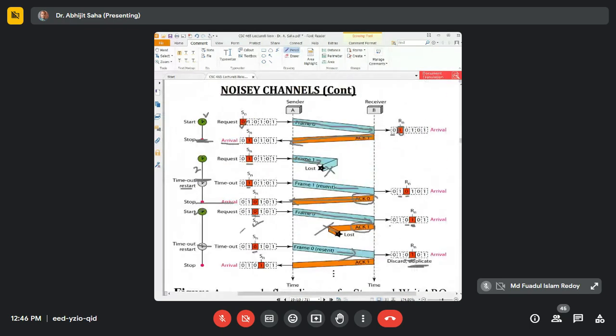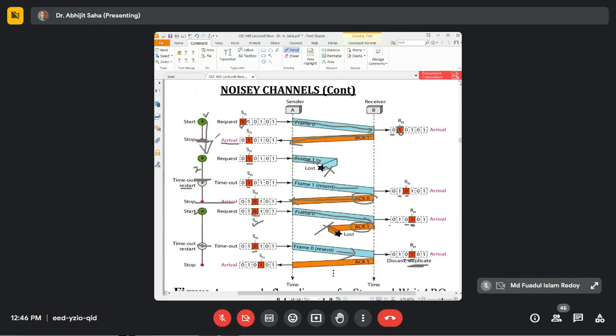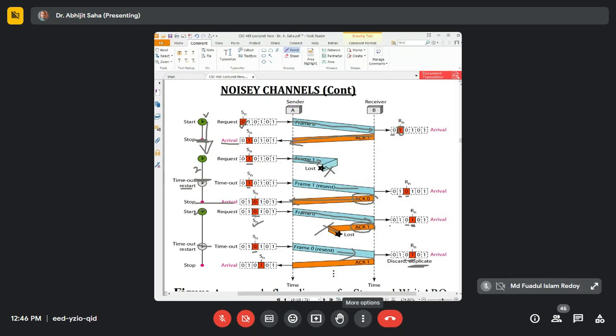That is actually the way stop and wait ARQ for the noiseless channel works. It needs to be ensured that the frames the sender is sending are received correctly, and that is done with the acknowledgement and with the stopwatch, right? With that, it is known whether the frame the sender has sent has been received correctly or not.